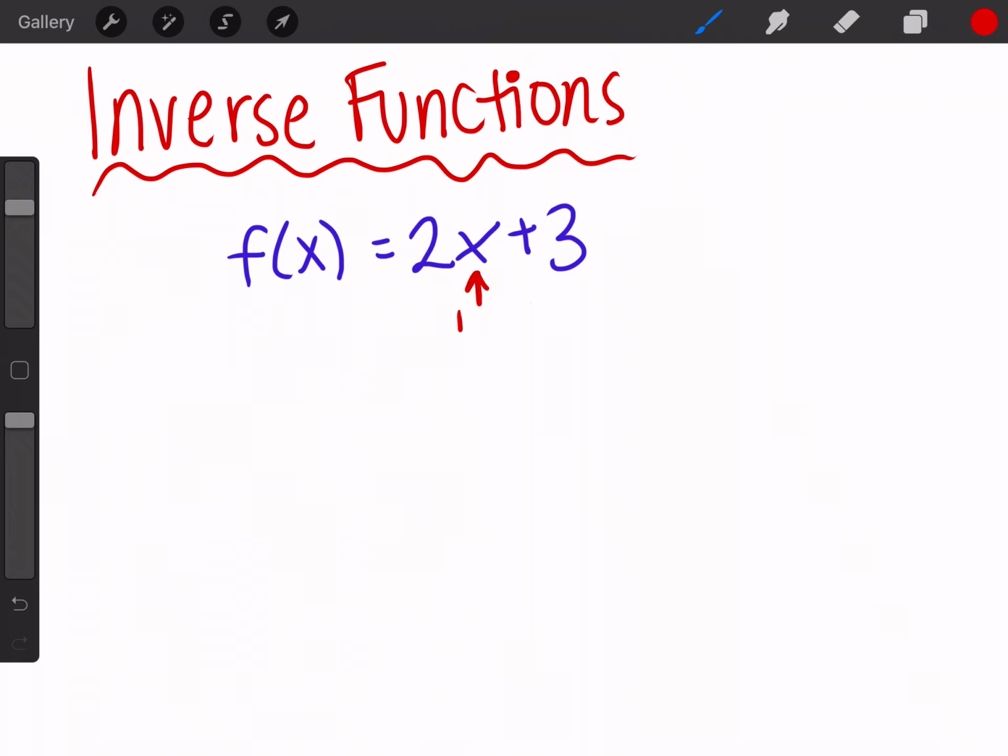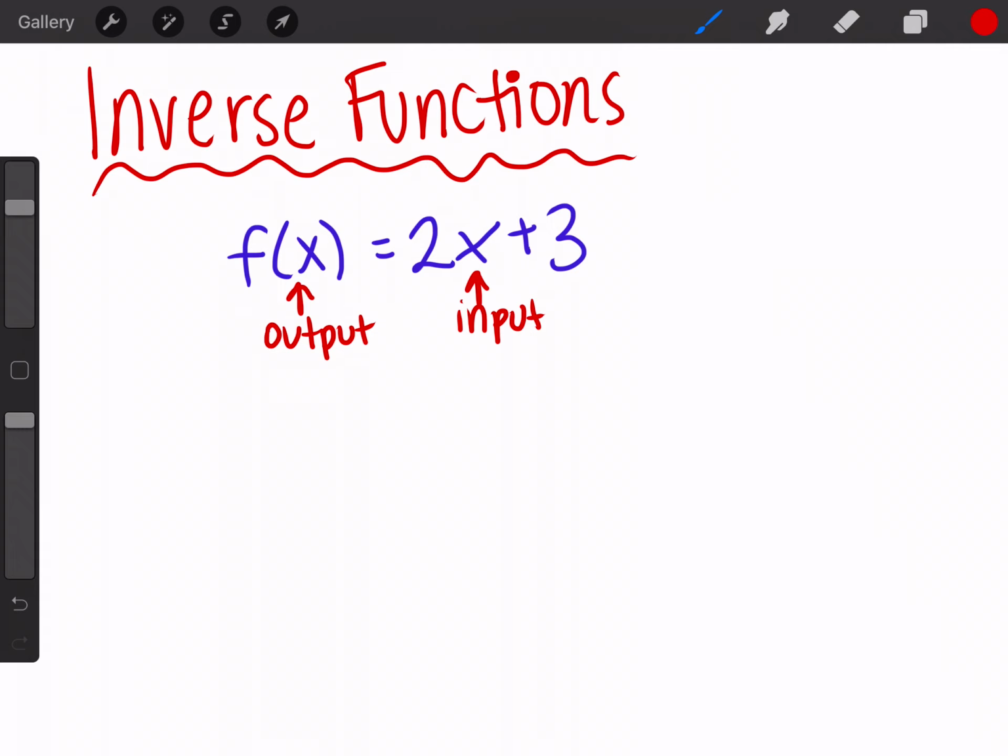X right here is our input. F of x is our output. So when we have this function right here, to get our output, we do 2 times our input and then we add 3. Remember, an inverse function happens when 2 functions are inverses to each other if their input-output pairs are reversed. Remember, we can usually find an inverse by reversing the operations.